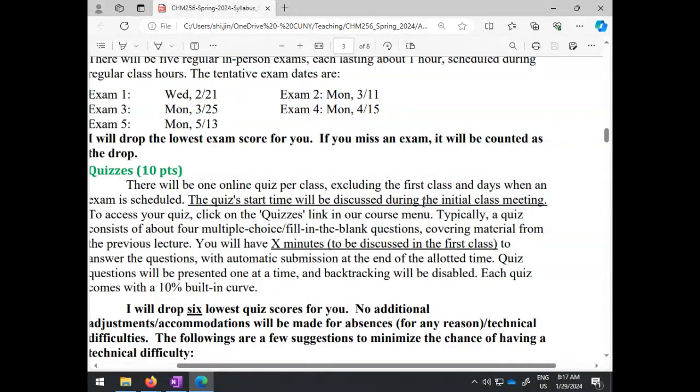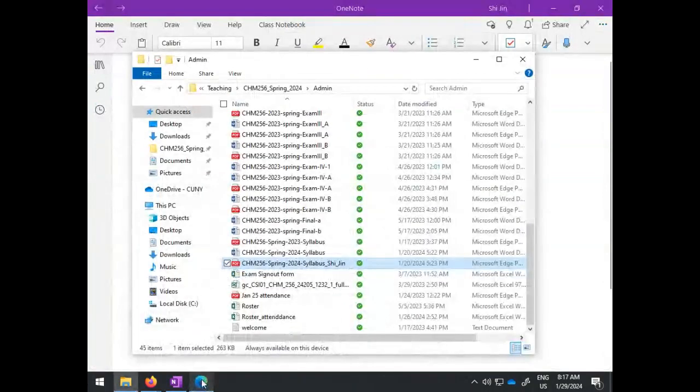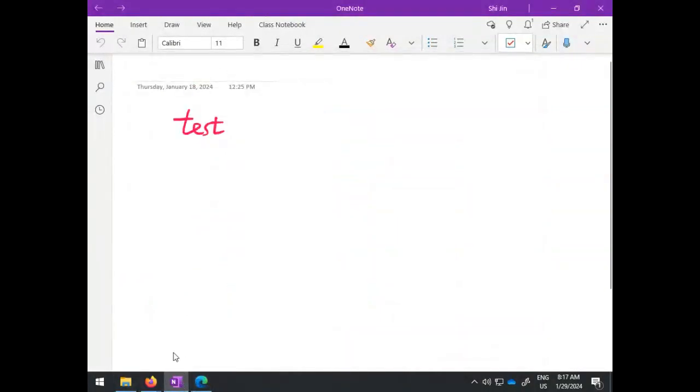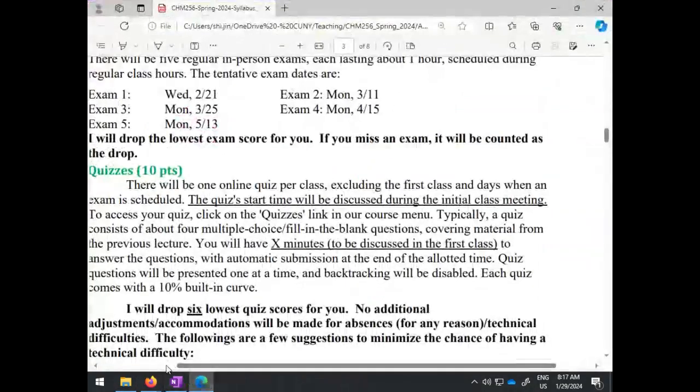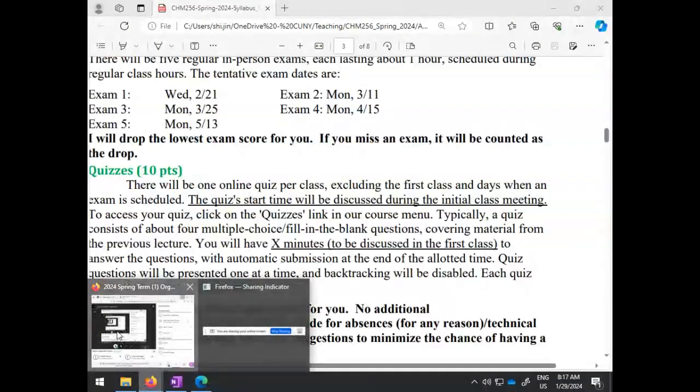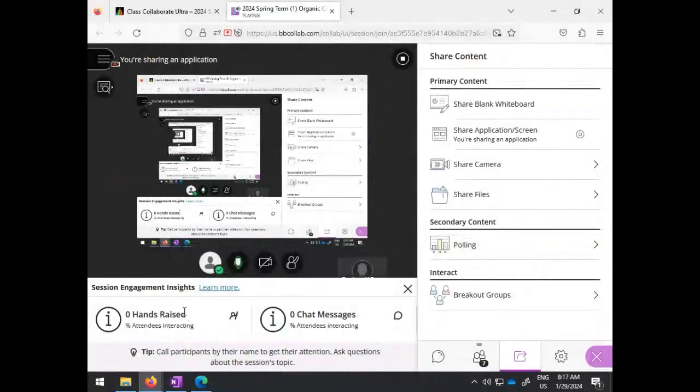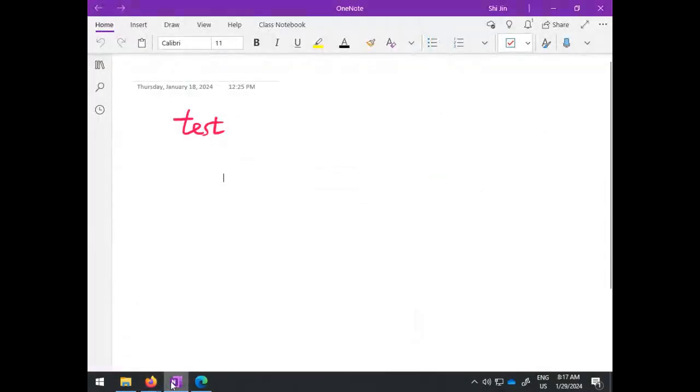Let me see how many of them are on the Blackboard. If I don't have more than half the class on Blackboard, maybe we can just do a manual counting of hands. Only 8. So I'm not doing the Blackboard polling because only 8 of them are on Blackboard Collaborate. Okay, so let's say plan A. Let me just write it here.